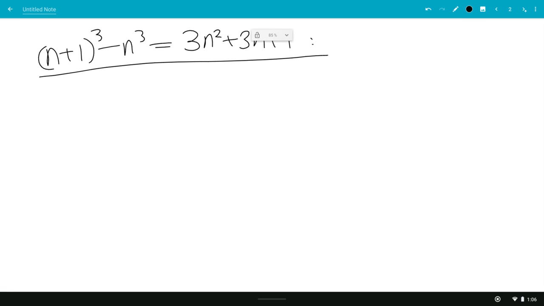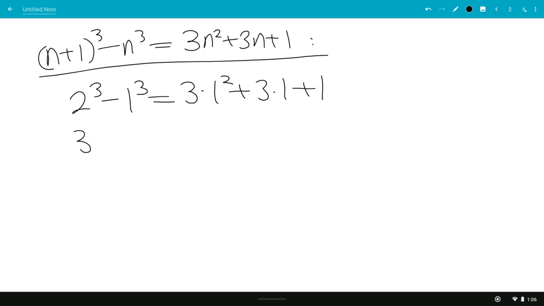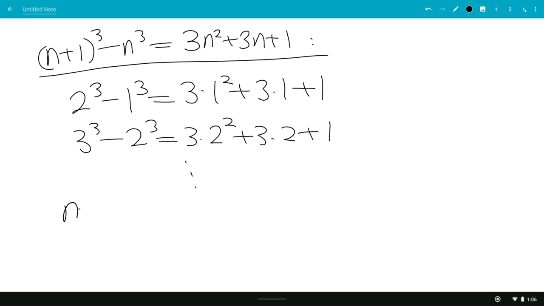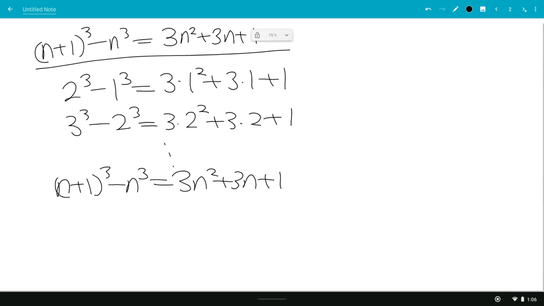So we're going to plug in 1, 2, 3 up to n into this equation. So we get 2^3 - 1^3 = 3 times 1^2 + 3 times 1 + 1. Plug in 2, we get 3^3 - 2^3 = 3 times 2^2 + 3 times 2 + 1, up to n, so it'll be (n+1)^3 - n^3 = 3n^2 + 3n + 1. So this term will be canceled with something, and this term will be canceled with something.